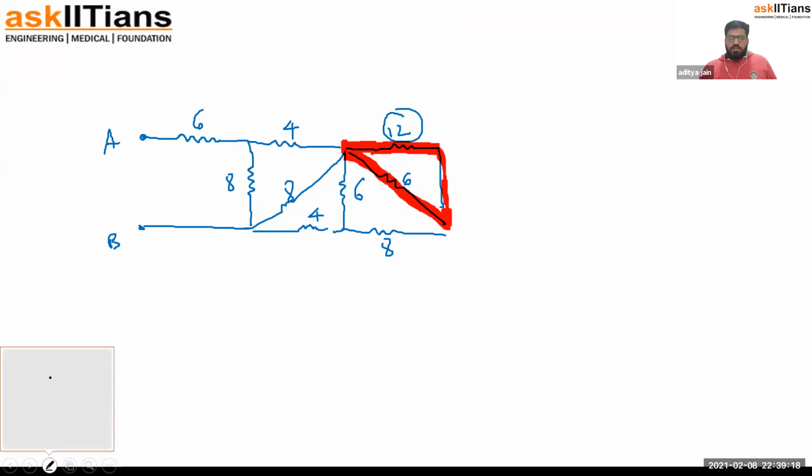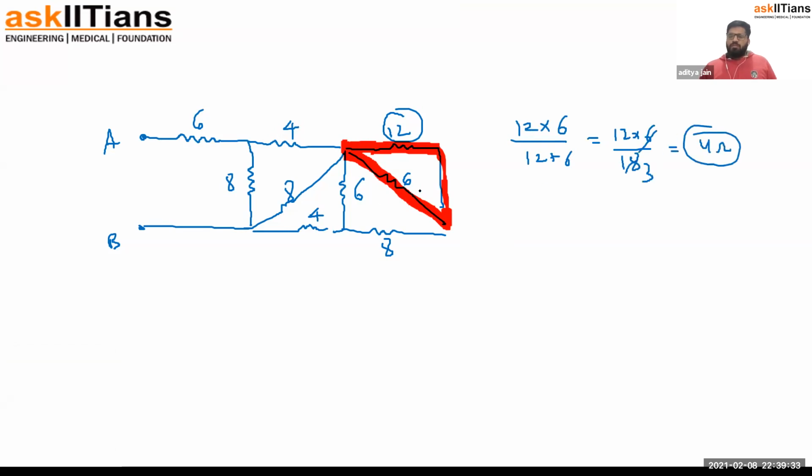What is the parallel combination of 12 and 6? I already told you, for two resistors, the trick is multiplication by addition. So it will be 12 into 6 divided by 12 plus 6, which is 18. So 6 3s are 18, 3 4s are 12. So this will be 4 ohm. So I can replace these two resistors with the equivalent resistance of 4 ohm.